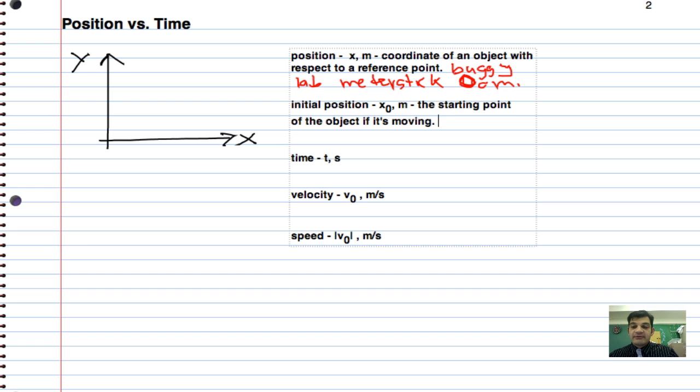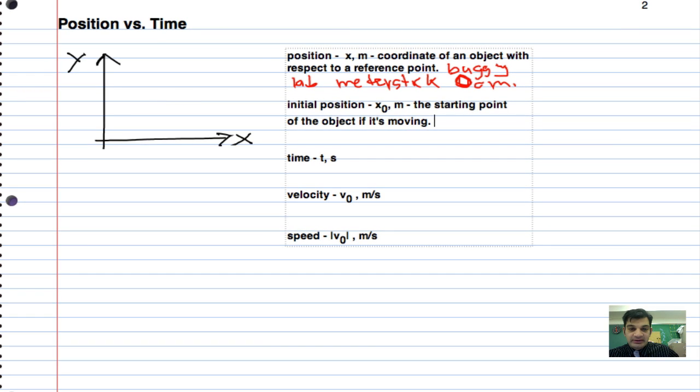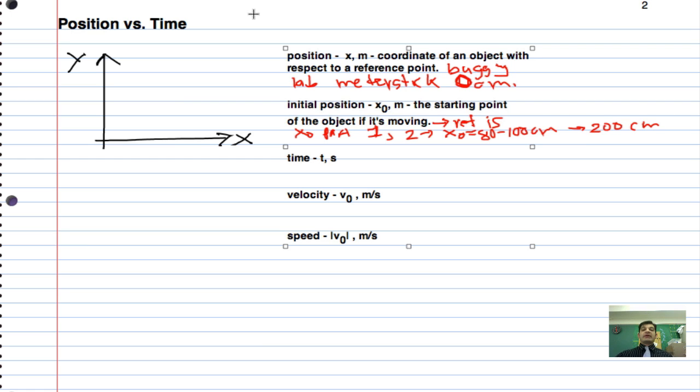And just to refresh your memory, in the first part of the buggy lab, the reference point is the initial position. In the second part, the origin or the reference point is one point, and x naught, the initial position, ends up being somewhere between 80 and 100 centimeters. And I know some of you were bold and said, you know what, the buggy moves too fast, so we'll make it 200 centimeters. So that's really an important point.